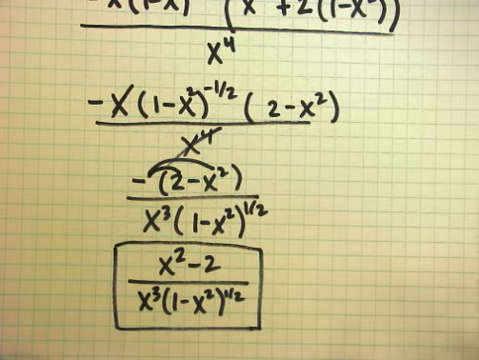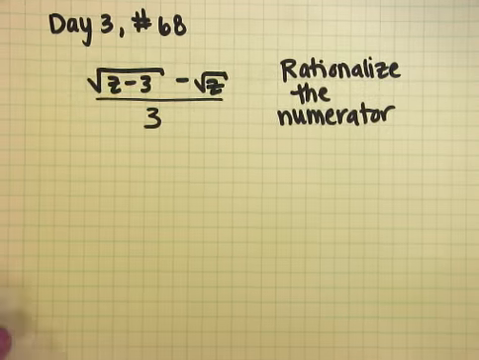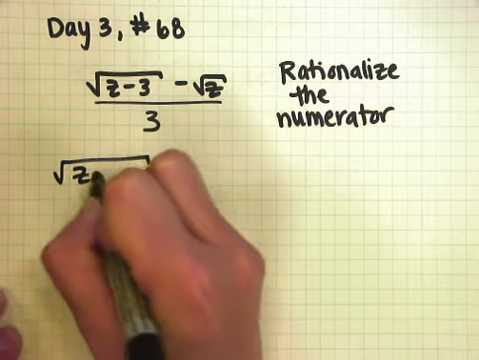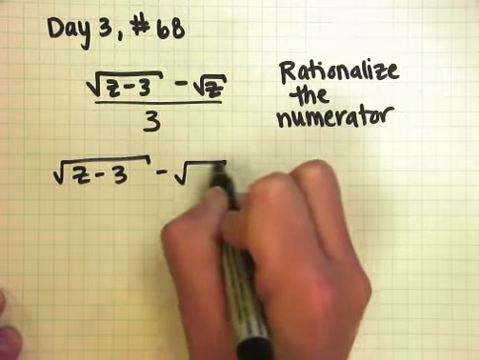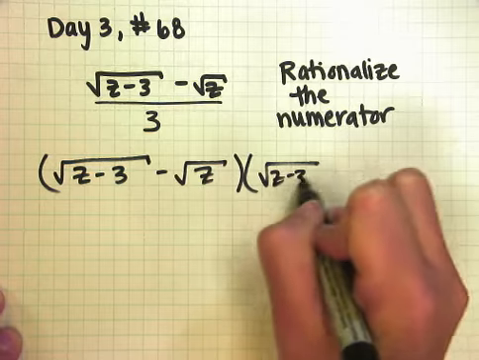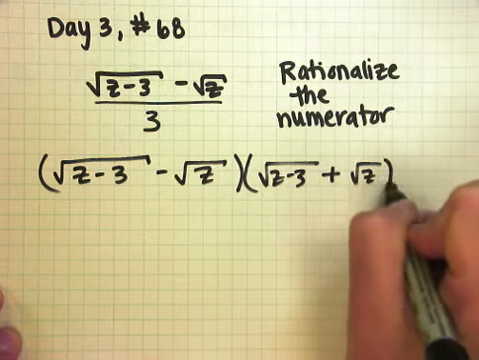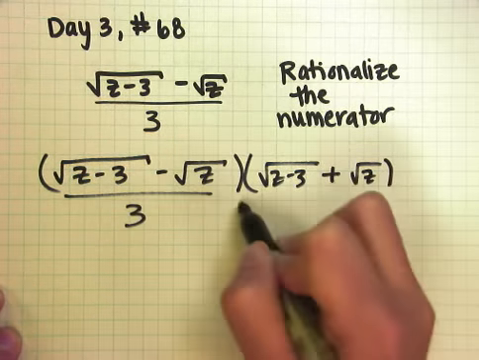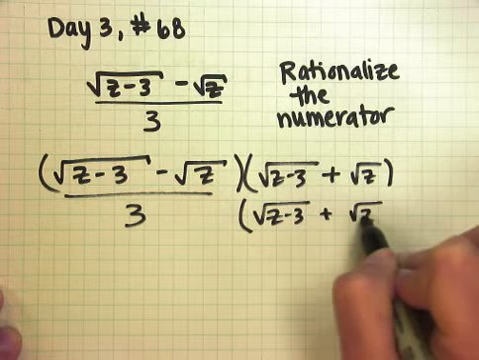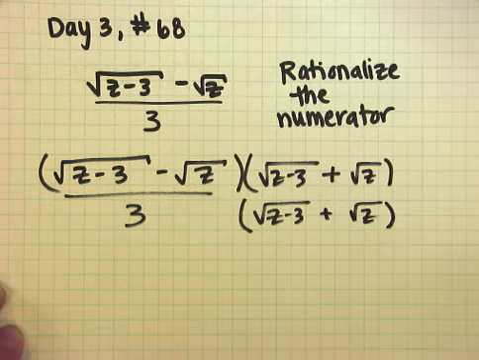That's all she wrote. All right, on the next problem, we've got day 3, number 68. You're supposed to rationalize the numerator. So to do this, we're going to have to multiply by the conjugate of root z minus 3 minus root z, which is root z minus 3 plus root z. Whatever we do to the top, we also have to do to the bottom because it's like multiplying by 1. So I'm going to multiply it by this conjugate on bottom also.